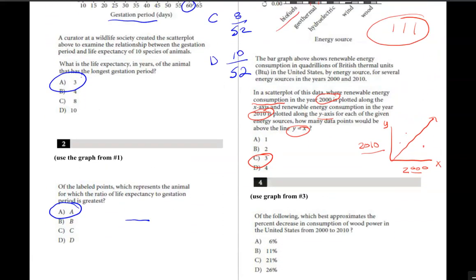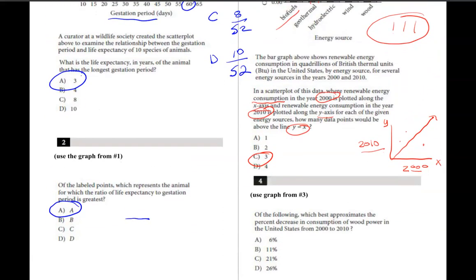Number 4, using the same graph, of the following, which best approximate the percent decrease? So the percent change. So first of all, remember the formula for that. It's going to be the change divided by the original amount. That's how you find the percent change. And we're looking at wood power from 2000 to 2010.